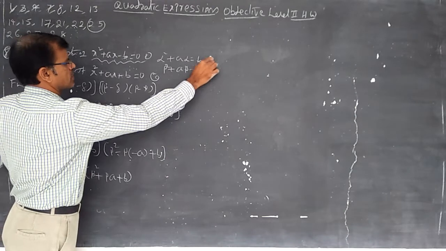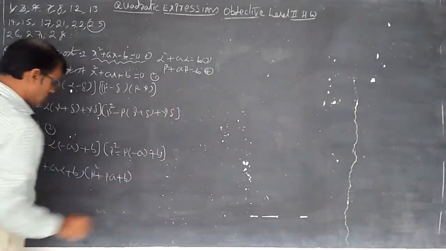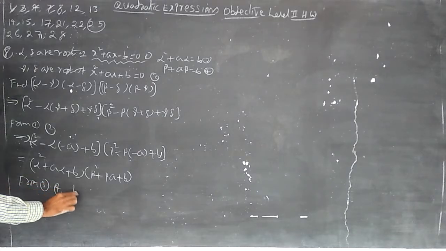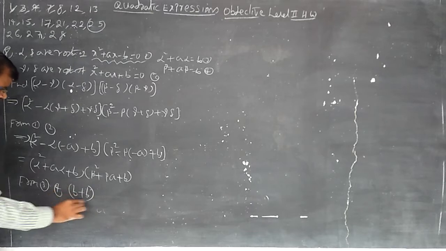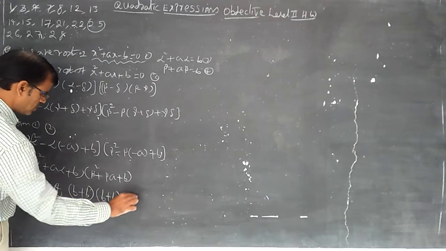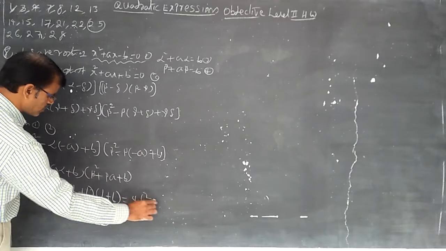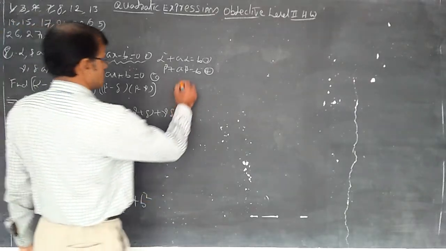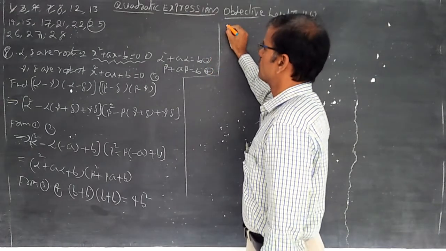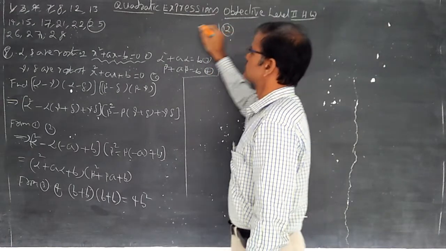Put here 3 and 4. From third equation, fourth equation, this is b plus b into also b plus b. 2b into 2b becomes 4b square. This is correct. Now 12th question.